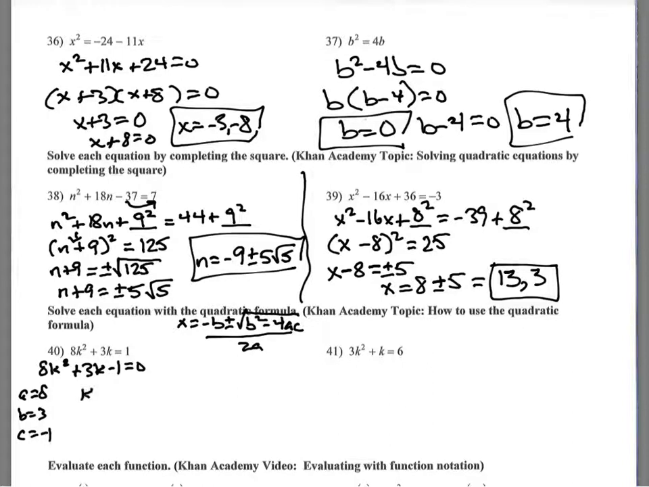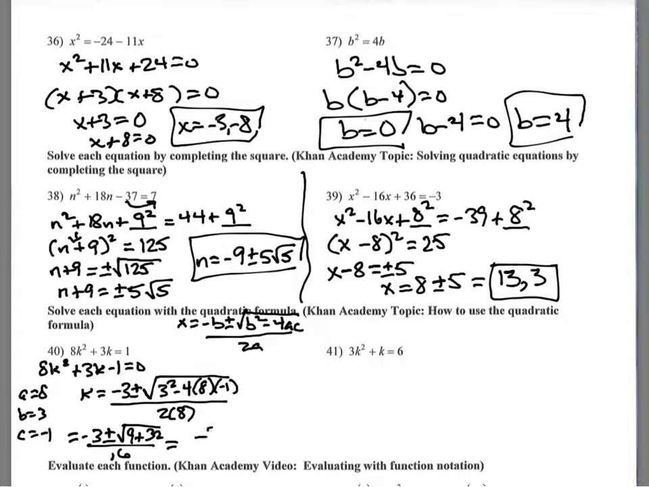So k equals, that's what we'll put there for notation purposes. It's always a variable. Negative b, negative 3, plus or minus square root of 3 squared minus 4 times 8 times negative 1, all over 2 times 8. That equals negative 3 plus or minus square root of 9 plus 32 over 16, which equals negative 3 plus or minus square root of 41 all over 16. Last thing we do is see if we can simplify the square root of 41. We can't, so we are done.